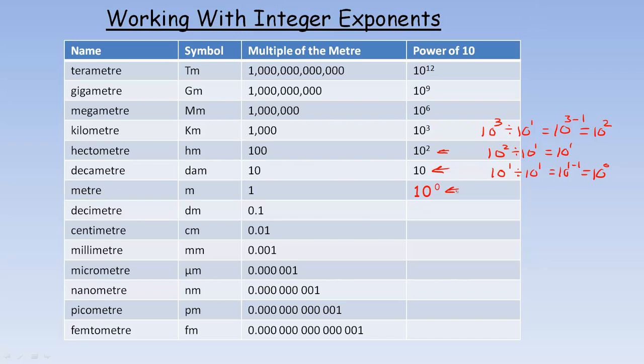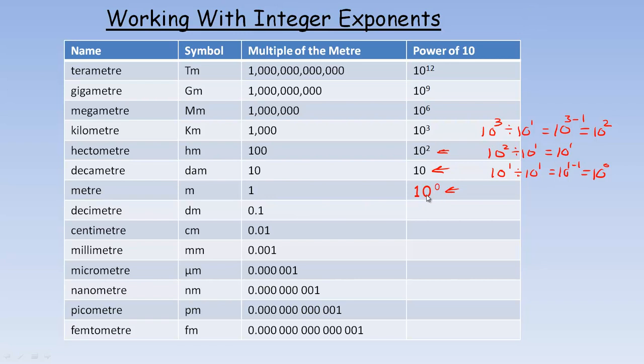Now, 10 to the power of 0 is the same as 1. Anything to the power of 0 is equal to 1, with the exception that you can't raise 0 to the power of 0. One way you can interpret a power of 0 is that you actually divided something by itself, and that's another reason why you get 1.